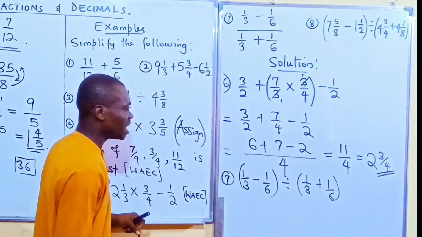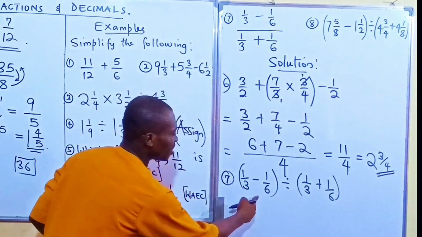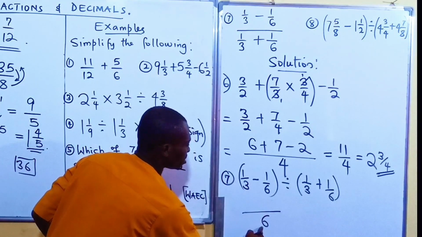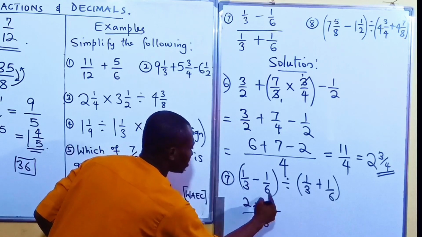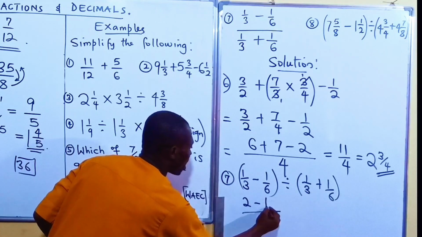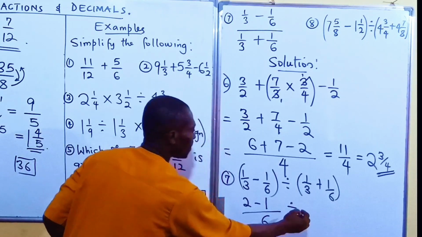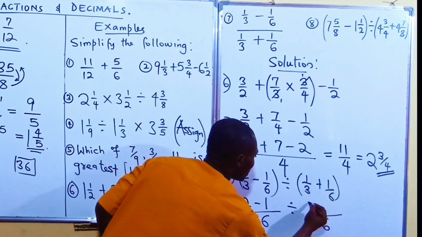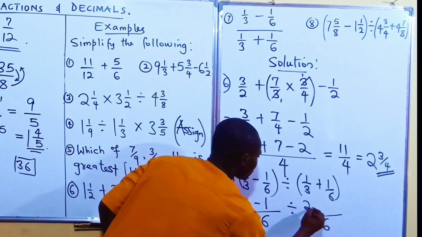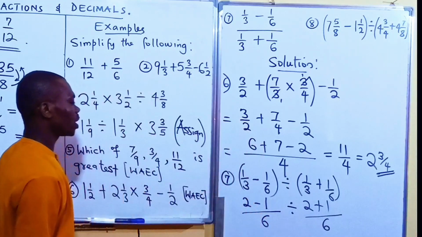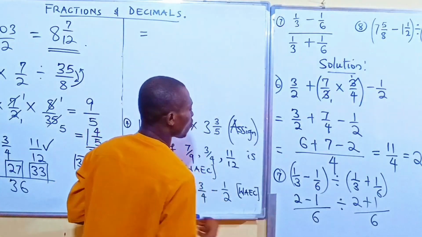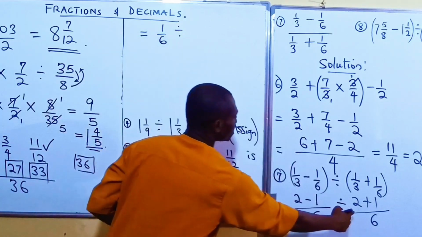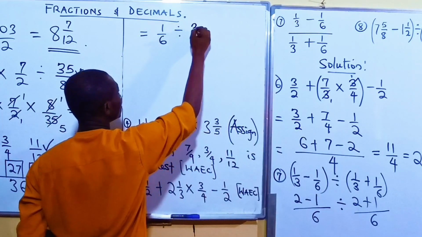All right, so let's quickly do it. We take LCM here, which is 6. So 3 into 6 is 2 times 1, 2, minus 6 into 6 is 1. Then divided by, here is going to be the same thing, 6, then we have 2, plus 1. So this is equal to 1 over 6 divided by 3 over 6.